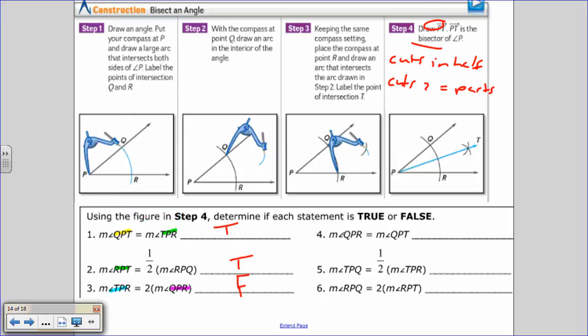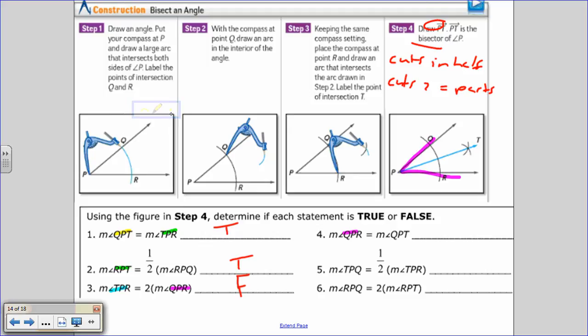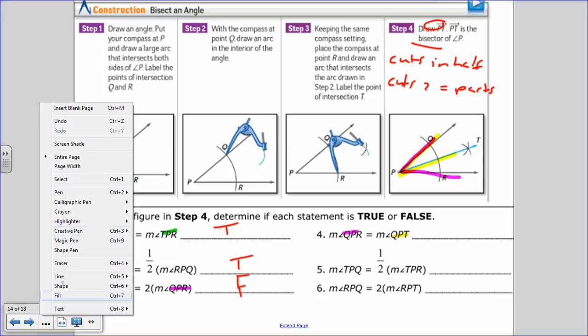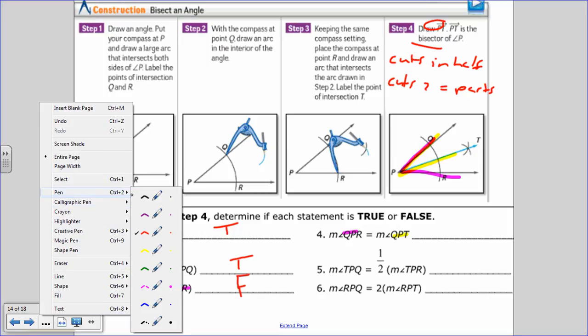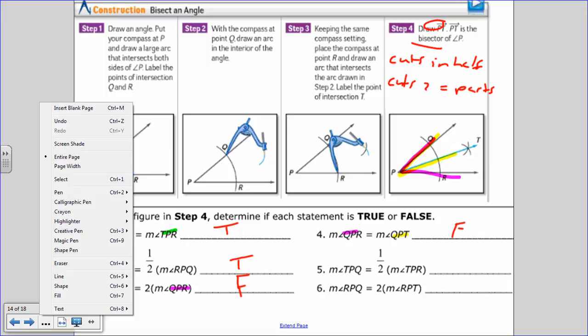All right, QPR, which is the big angle, that's mama, and QPT. QPT is the top baby. Number 4 is saying that mama's measurement is equal to baby's measurement. That's definitely false. Mama is much larger than baby. If you had patty paper or tracing paper, you could see that that also was not true.